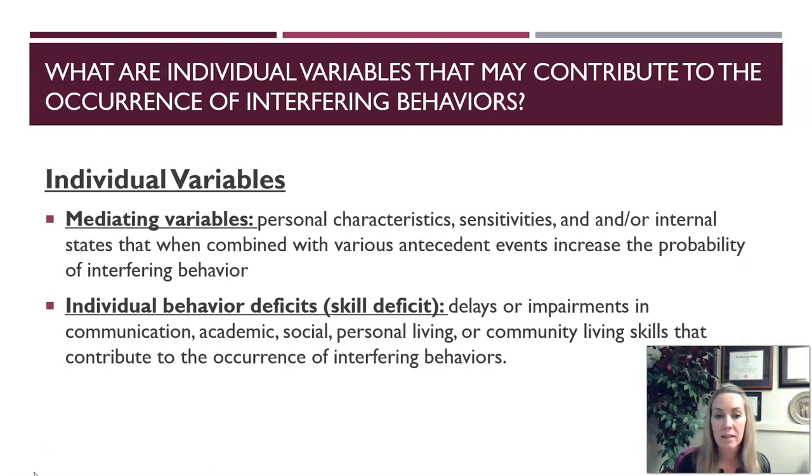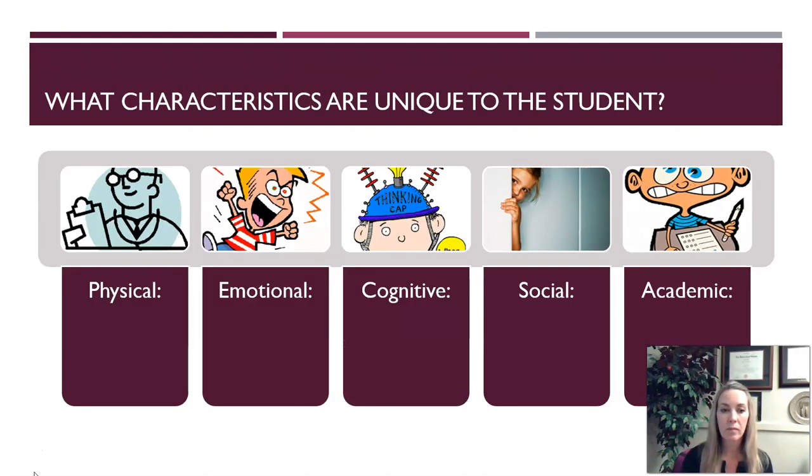So other examples would be delays or impairments in communication. Students that don't have functional communication certainly have a skill deficit that impacts the frequency of behavior that could be interfering. Academic, social, personal, community living skill deficits can contribute to the occurrence of the interfering behavior. So we've got to think about what are the characteristics that are unique to this student. We'll go through each of these: physical, emotional, cognitive, social, and academic.